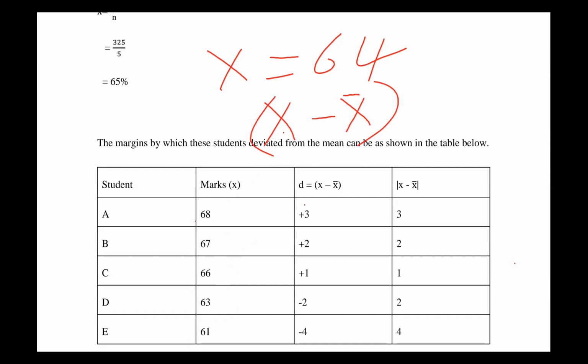For example, here the X variables are the marks. So you say 68 minus the mean, the X bar, which is 65. You say 68 minus 65. Yeah, you find positive 3, right?